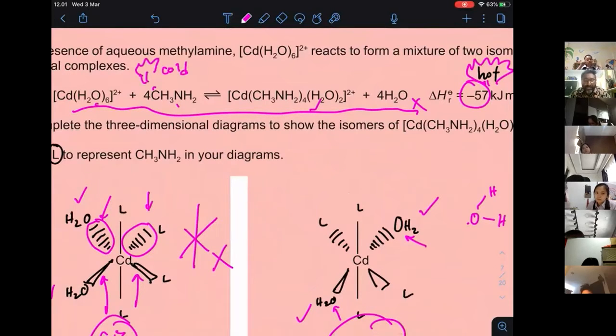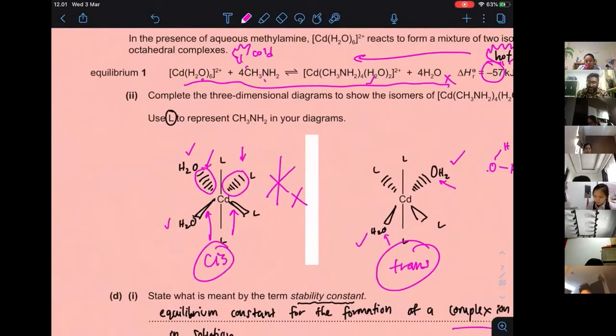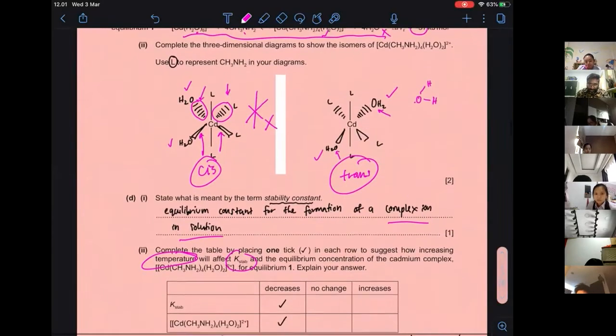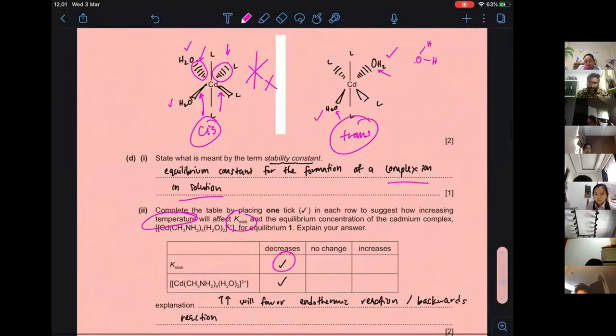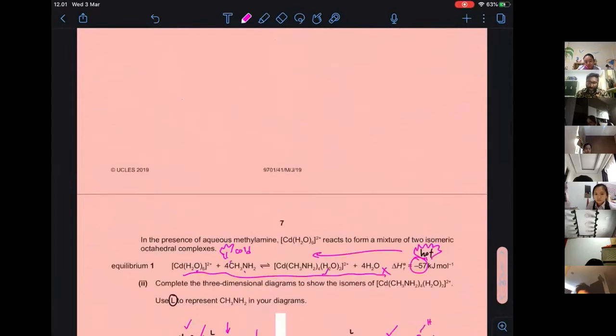So when I increase the temperature, I need to decrease the temperature. How do you decrease the temperature? By moving from hot to cold. So the position of the equilibrium is shifted to the left. It depends on how you answer the question over here. So here, the K stab is going to decrease. Why? Because you are going to form more reactants.